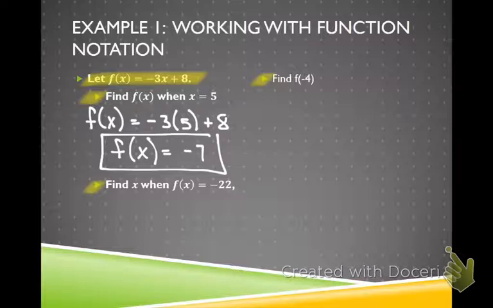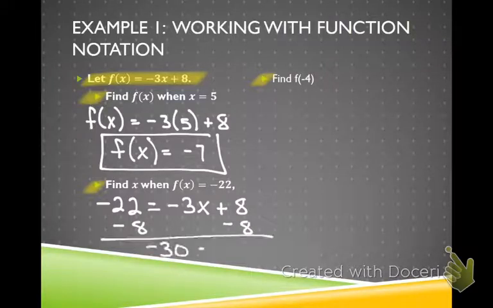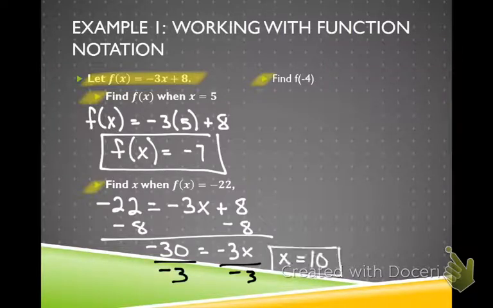On the next one, it says find x when f of x equals negative 22. So negative 22 equals negative 3x plus 8. Solve for x. Got your answers? So subtract 8 from both sides. Negative 30 equals negative 3x. Divide by negative 3. X equals 10. We just follow our signs for our positive and negative numbers.